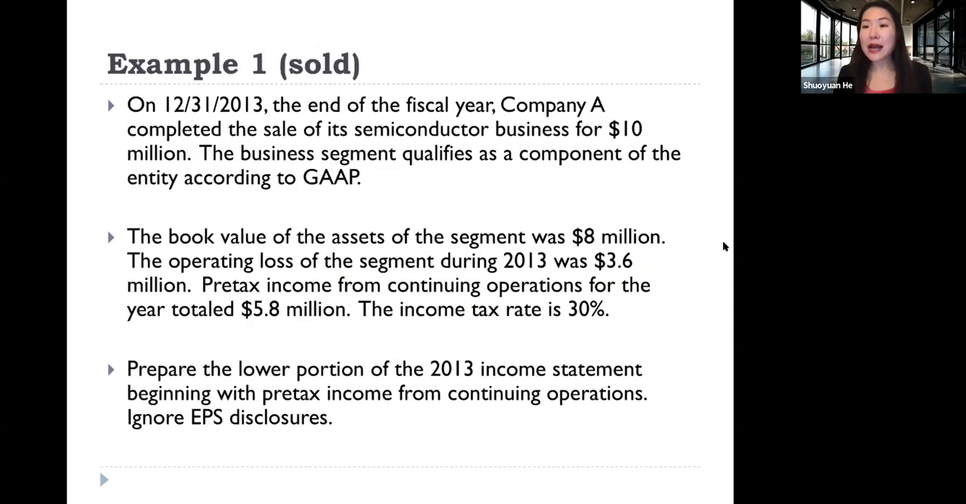So let's look at 3 examples which illustrate what we do under different situations. The first example is if we have already sold this operation in the current period. So company A completed the sale of its semiconductor business for 10 million. The business qualifies as a component of entity according to GAAP. The book value of the assets of the segment is 8 million.